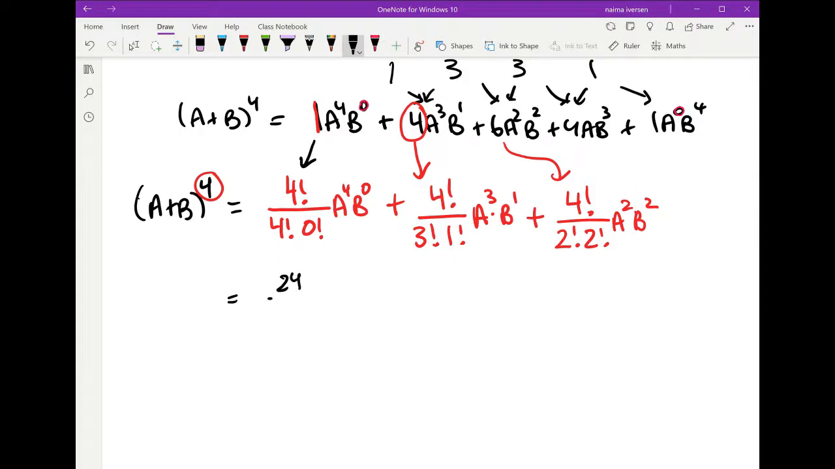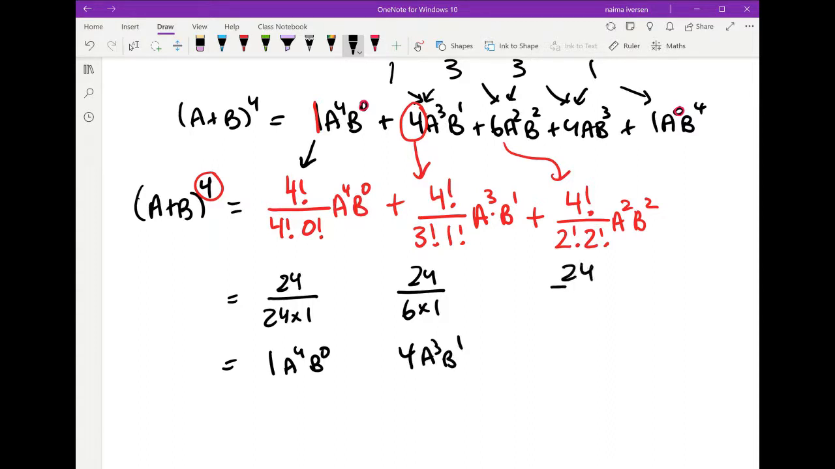This would be 24 divided by 24 times 1, which is 1. A to the 4th, b to the 0. This one is 24 divided by 6 times 1, which is 4. A cubed, b to the 1. This one is 24 divided by 2 factorial, which is 2 times 1, and 2 factorial, which is 2 times 1. 24 divided by 4 is going to be 6. A squared, b squared. And so you can keep going on and on like this.